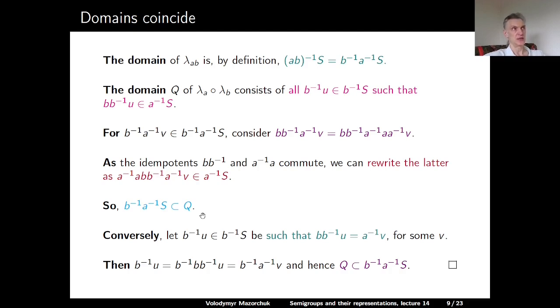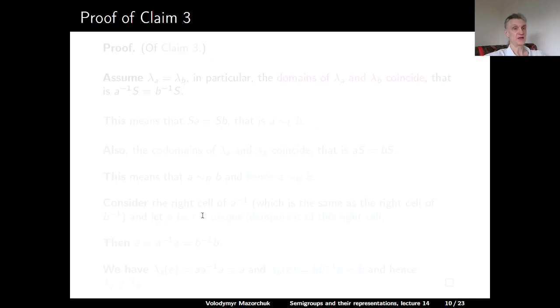So Q is a subset of the domain of lambda AB. So we have inclusions in both directions, so the two domains coincide. And this completes the proof. And finally, we can prove claim 3.